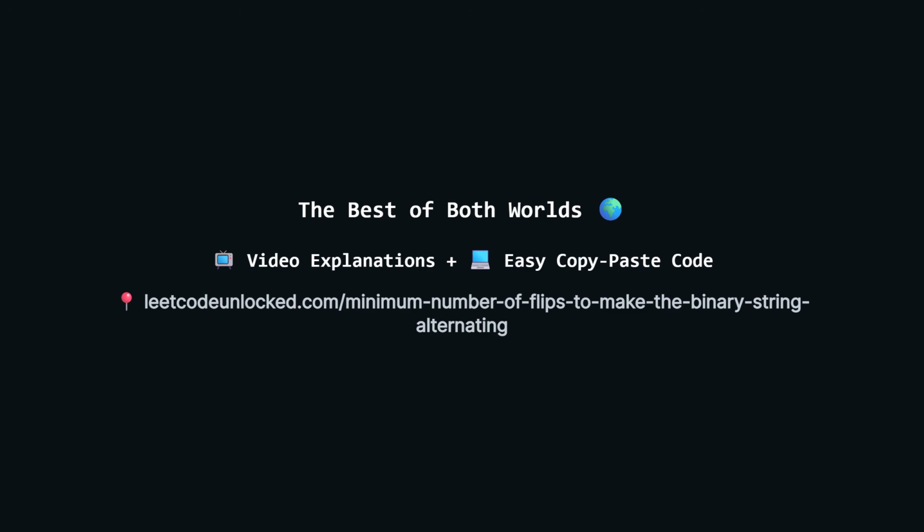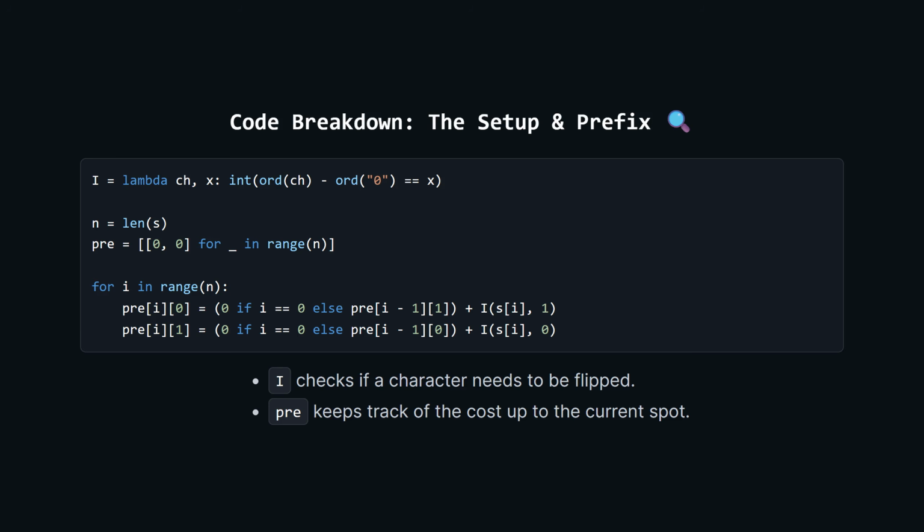Now let's get back to the explanation and slice this code up. First, we set up a small helper function. It just tells us if a specific character needs to be flipped to match a target number. Then, we create a list called the prefix array to keep a running total. We loop through our string from left to right. For each position, we calculate the flips needed if we want this spot to end in a 0, and the flips needed if we want it to end in a 1. To do this, we just look at the opposite pattern from the previous step and add our current flip cost.